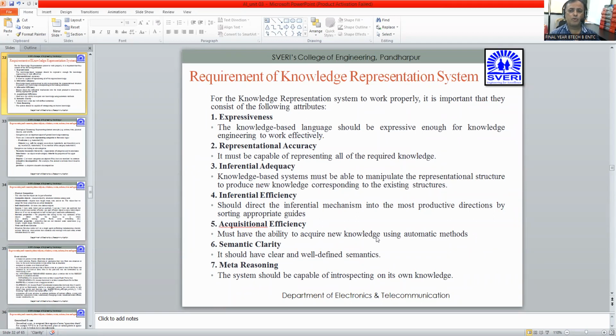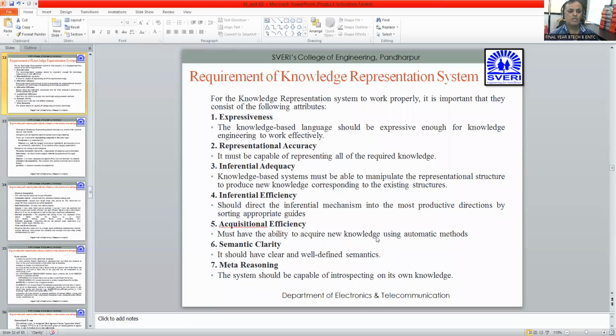And the most important point of the last lecture was the requirement of a knowledge representation system. So we will start from there and move to the next points. What is the requirement of a knowledge representation system? The first is expressiveness, which means it should be expressive enough to work effectively. Second is representational accuracy, that is, it should be capable of representing all the required knowledge. Then inferential adequacy, that is, the knowledge-based system must be able to manipulate the representational structure to produce new knowledge with the existing structures.